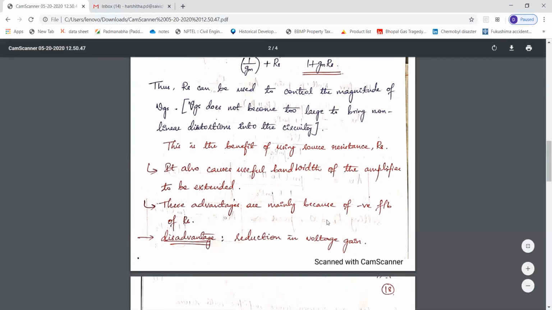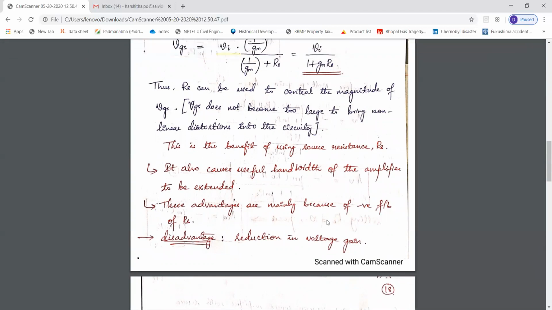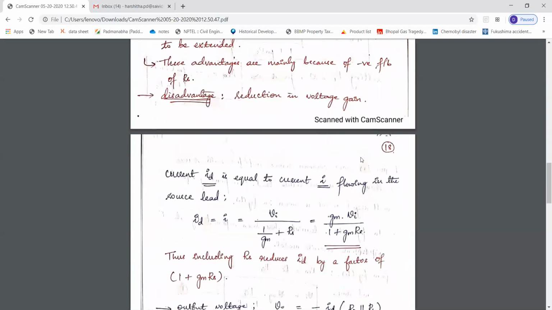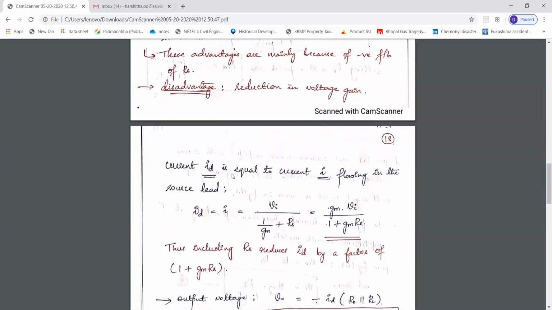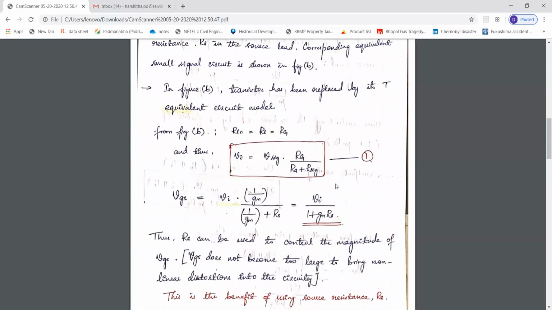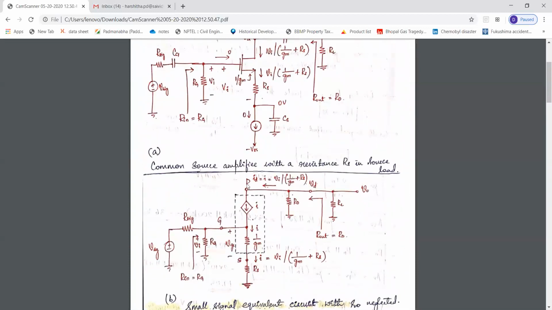Over all these advantages, we have one disadvantage, that is the voltage gain will be reduced. And the current ID, as I mentioned earlier, is equal to the current I flowing in the source lead. So the current ID flowing in the drain lead is equal to the current I flowing in the source lead. We came to know that I is equal to Vi divided by 1 by gm plus RS. So ID will also be equal to the same.